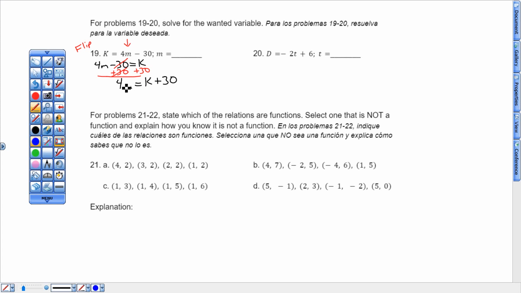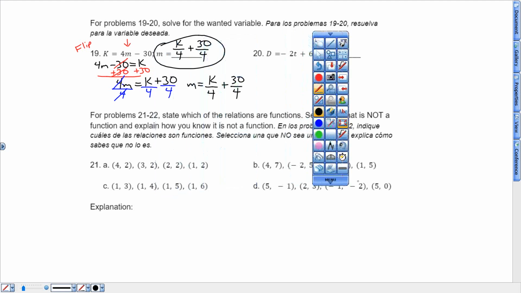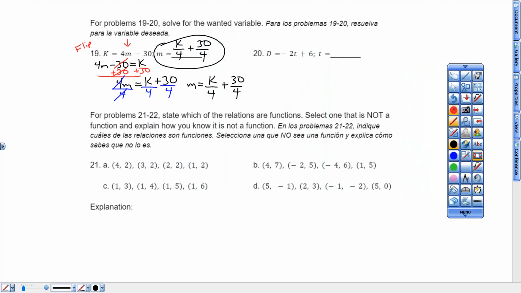And now, just like I would a two-step equation, my last step is dividing both pieces by 4. And since that 30 over 4 doesn't reduce, I'm going to leave that as m equals k over 4 plus 30 over 4. That is my answer for m. I can't reduce 30 over 4 without getting a decimal. All right, next one. Flip this around.